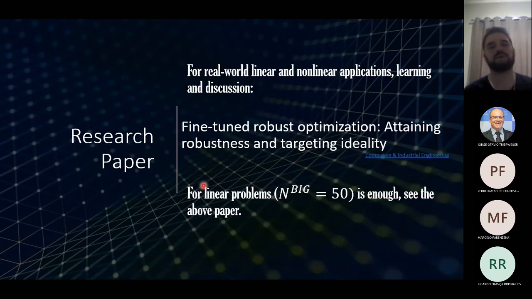So in this research paper, called Fine-Tuning Robust Optimization, Attaining Robustness, Targeting Ideality, I prove that for linear problems, n big equal to 50 is enough. Please see the paper above. Here I discuss how to apply it to linear and nonlinear applications in real life, and it has a much deeper discussion than I'm doing here.